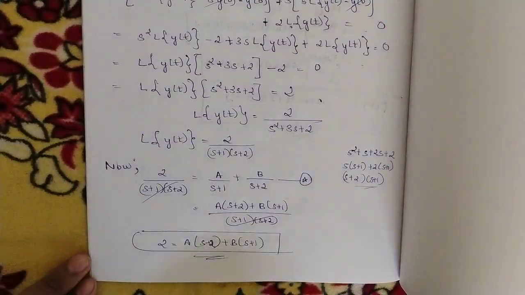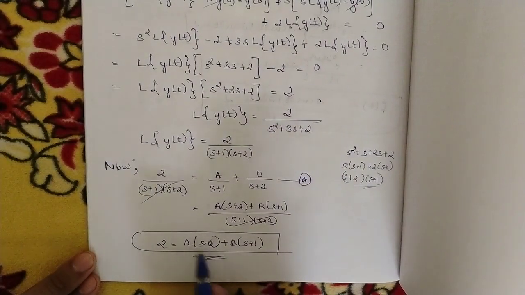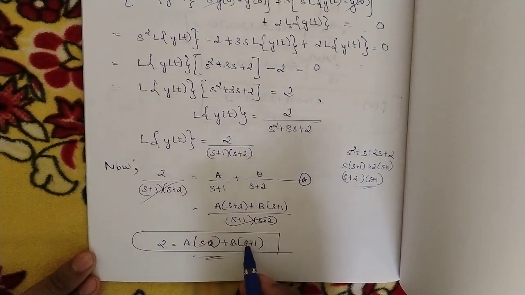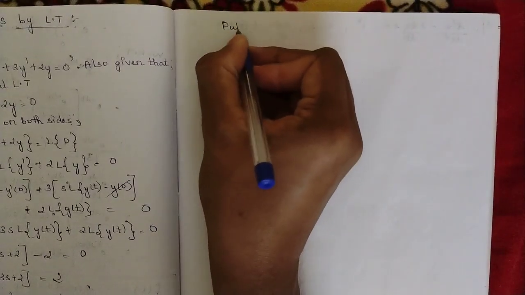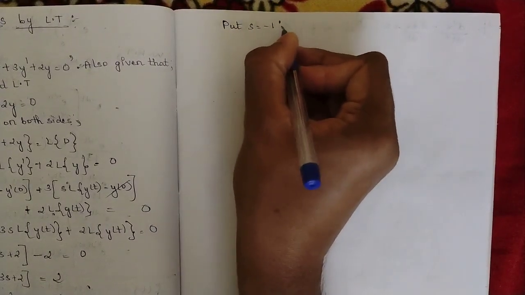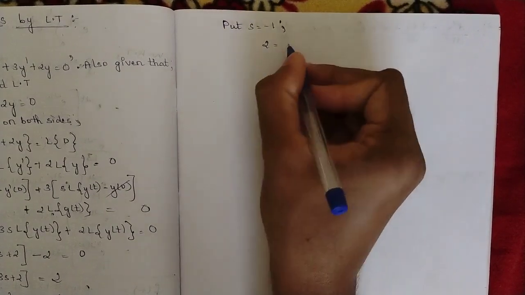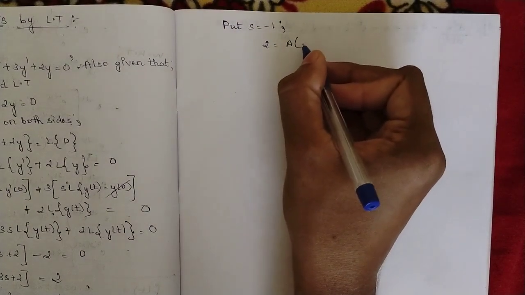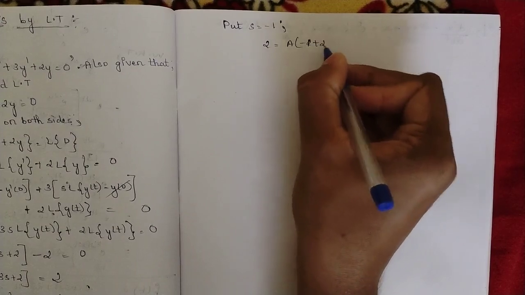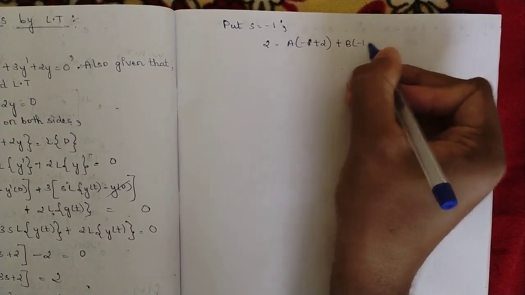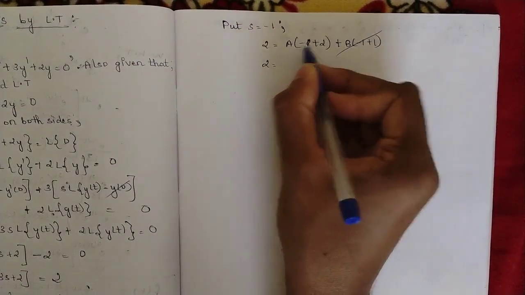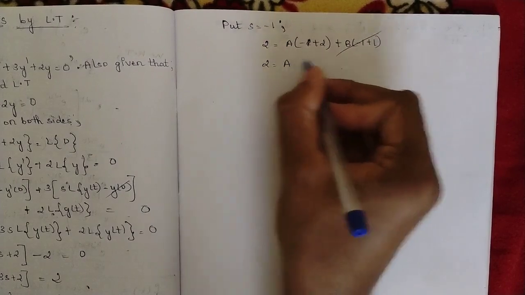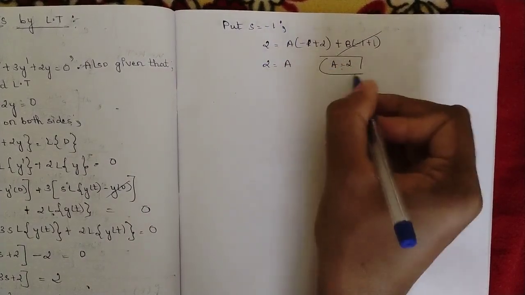In this equation you should find the values of A and B. How to find the value of A? In order to find A, the B term should be equal to 0. How to make it equal to 0? Put s is equal to minus 1. So the equation would look like 2 is equal to A into minus 1 plus 2 plus B into minus 1 plus 1. Minus 1 plus 1 is 0, so this term goes. 2 is equal to A into minus 1 plus 2, which is 1. So the value of A would be equal to 2.